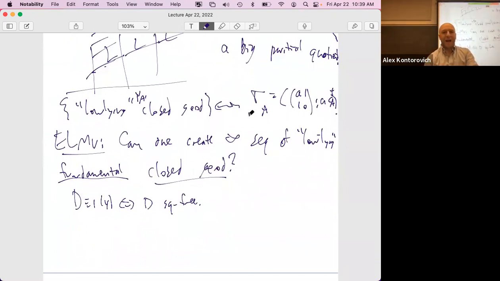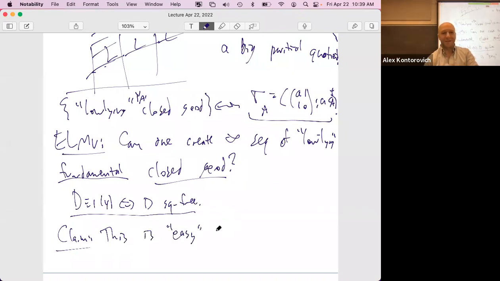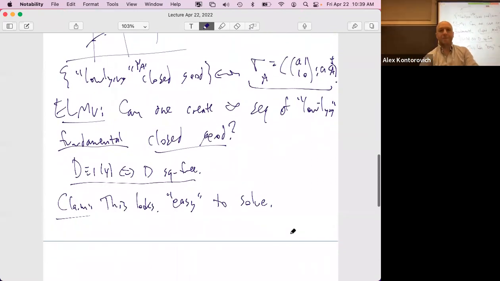Can you make, out of these low-lying closed geodesics, ones where the discriminant is square free? Now, let me argue for you that this is easy to solve, and then see if you can find the mistake. So, claim: this is easy to solve with some black boxes. It at least looks easy to solve. Okay, so why is that?